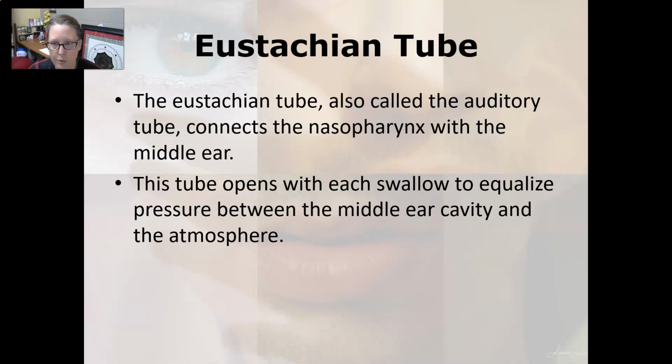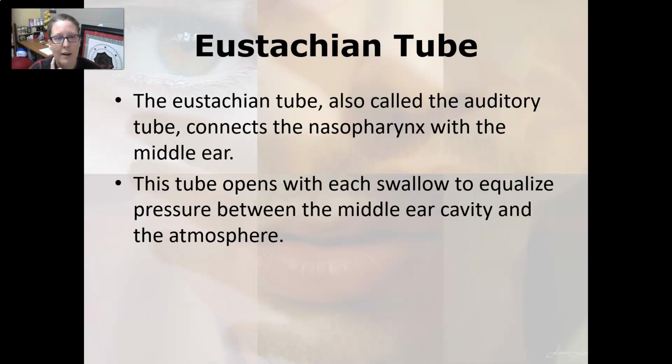The Eustachian tube, also called the auditory tube, connects the nasopharynx with the middle ear. So your middle ear is connected to your throat. This tube opens with each swallow to equalize the pressure between the middle ear cavity and the atmosphere. If you have trouble with congestion, this tube can get closed up, and then when you fly, especially when you land, there is uneven pressure between the middle ear and the atmospheric pressure, and it can cause pain in the tympanic membrane.